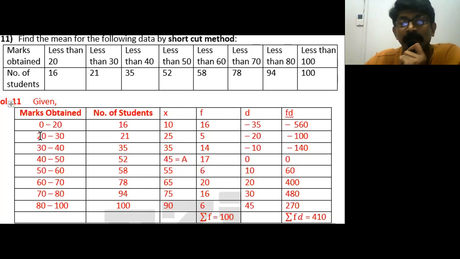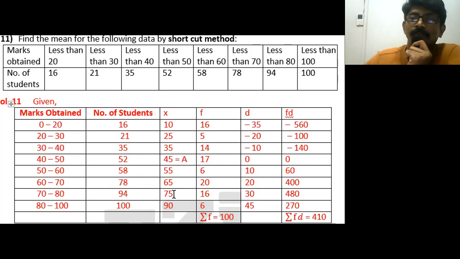Okay, so सोचना पड़ेगा. 20 to 30 का मिड वैल्यू क्या है? 25. 30 to 40 का मिड वैल्यू क्या है? 35. 40 to 50 का मिड वैल्यू 45. 50 to 60 का मिड वैल्यू 55. 60 to 70 का मिड वैल्यू 65. 70 to 80 का मिड वैल्यू 75. 80 to 100 का मिड वैल्यू 90.